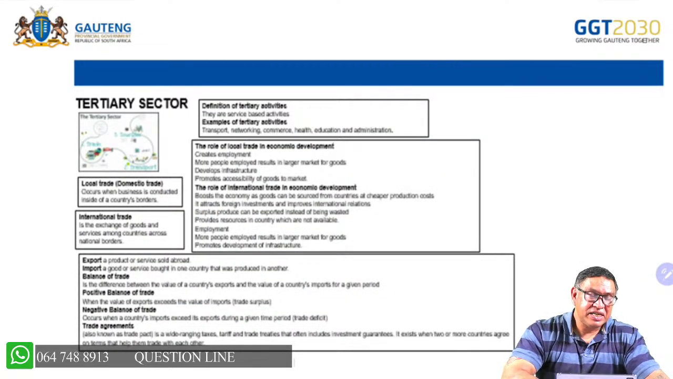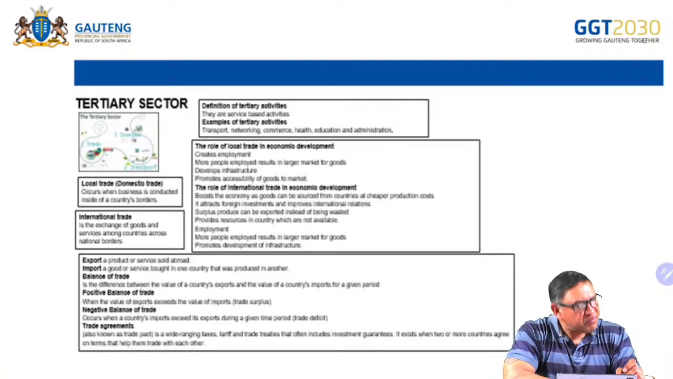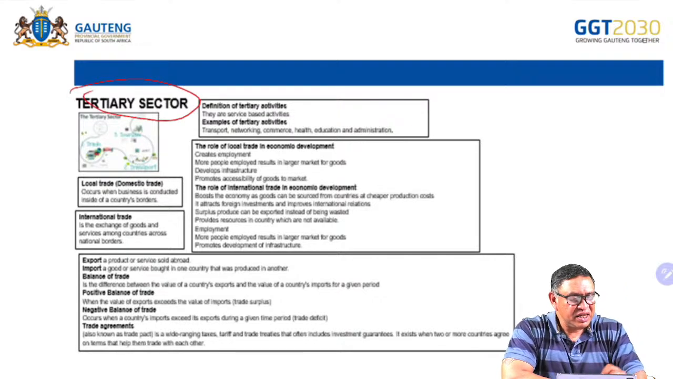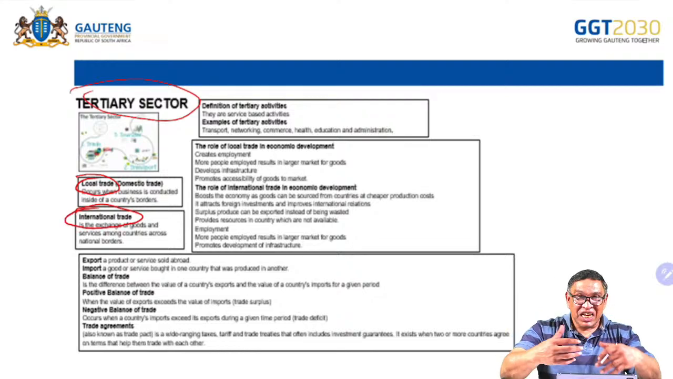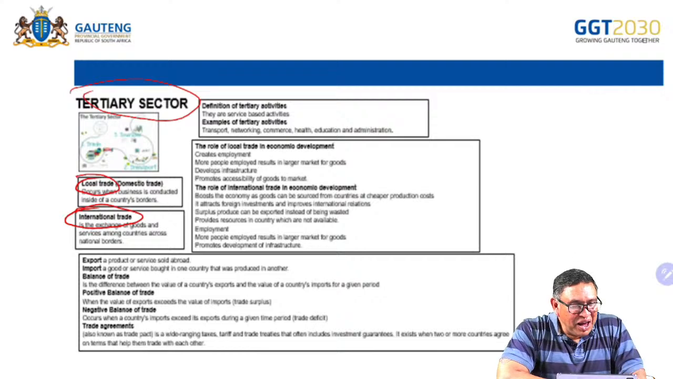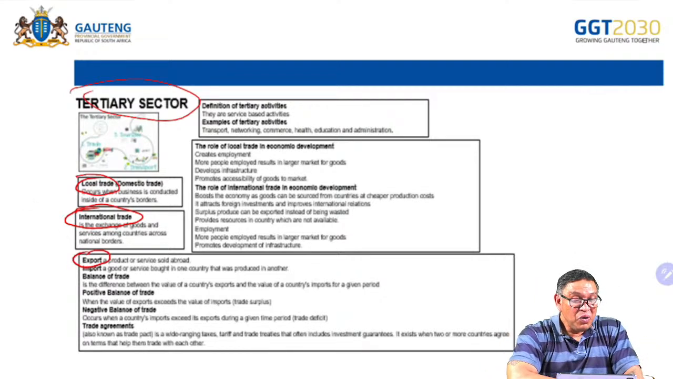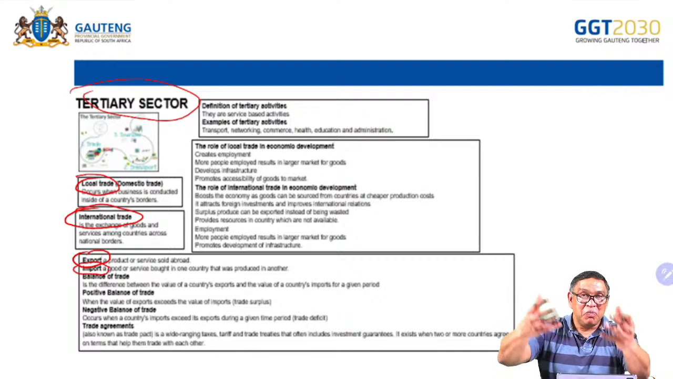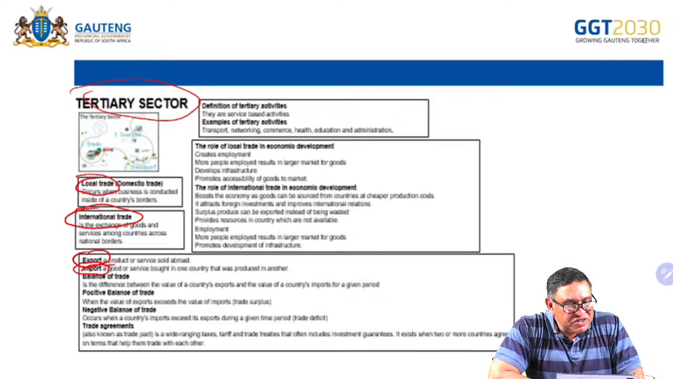Okay, the tertiary sector. Now this is added on, and learners are very worried. What do we have to do? Very quickly, learners. Tertiary sector. You need to know the concept. What is local trade? Trade that happens inside the country. What is international trade? It's exchange of goods and services between countries. Can you see it? What is export? When you sell to another country. What is import? When you buy goods from another country. What is balance of trade?